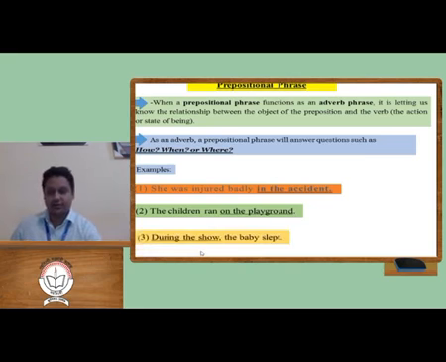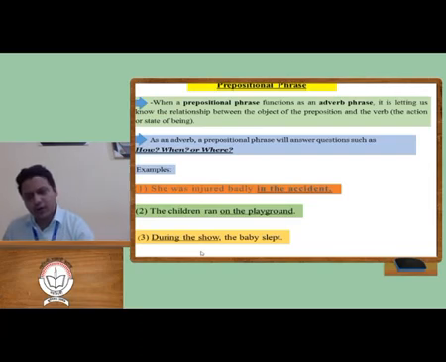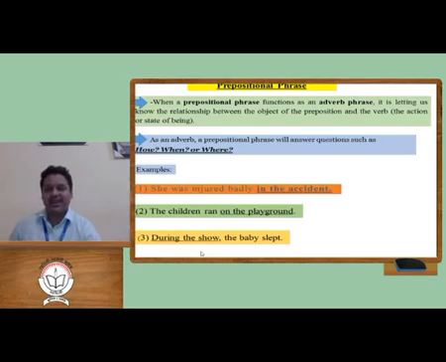Another question for you. During the show, the baby slept. So the baby slept when? During the show. So we find the answer to the question when. That's why during the show is an adverb phrase. Although it is a prepositional phrase, here it functions as an adverb phrase.